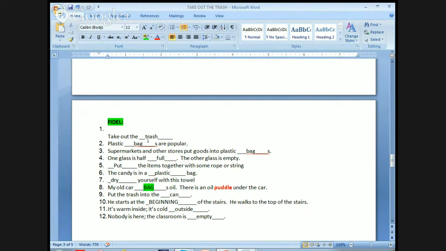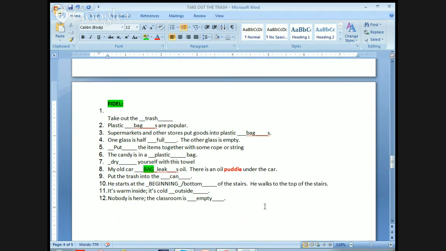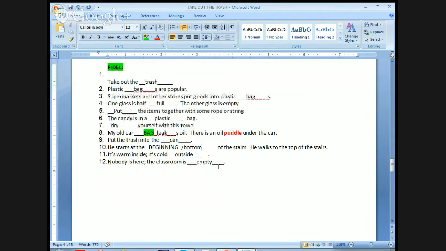And everything else, let's see, I capitalized the ones. My old car bags oil. This one, it leaks oil. It actually was leaks. Okay. It leaks oil. Your old car leaks oil. And I feel this one should have been bottom. When I finished the sentence, I realized that it doesn't make sense.